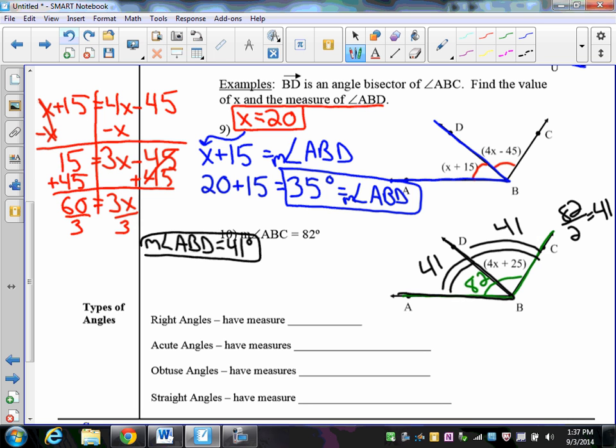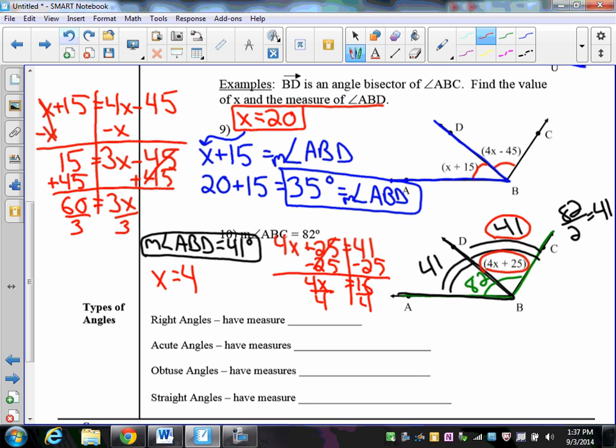That's it. We also need to find x. So I know that these two things are equal. So since they're equal, all I'm going to do is put an equal sign in between them. So 4x plus 25 is equal to 41. Again, my x's are alone this time. Like terms are good. So I need to move the 25 to the other side. 4x is equal to 16. And when I divide by 4, I get x is equal to 4. Found x, found ABD.